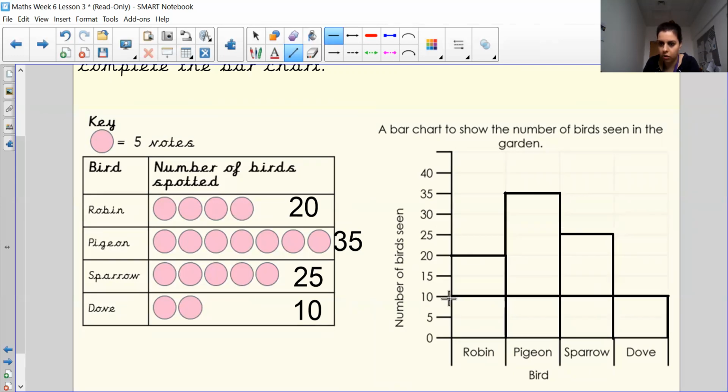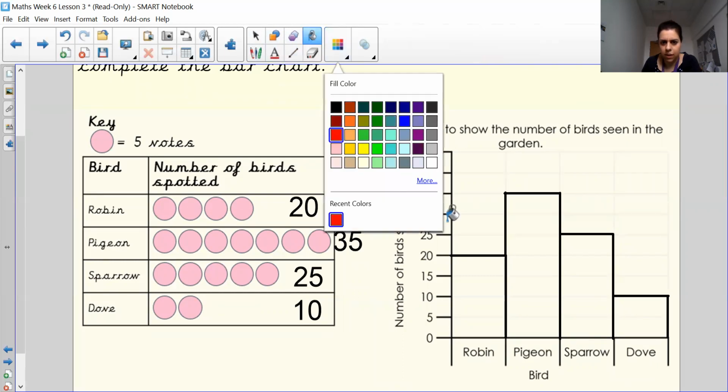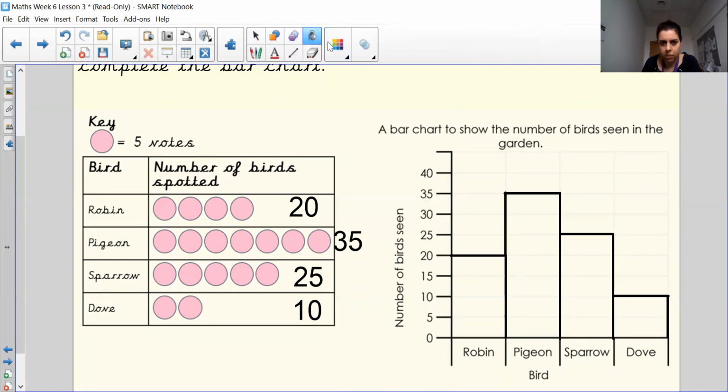I'm not going to go all the way across. I'm going to just stop there in the dove section. So that is my bar chart, and what you could then do is you could then colour it in if you wanted to. So I'm going to see if this works. So I could have, nope, that's not going to work there.